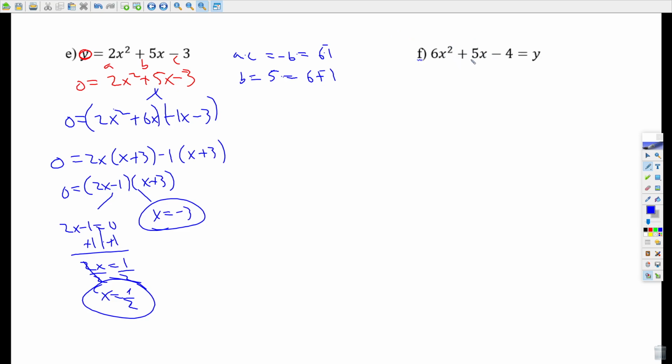All right, last one here. We, again, don't have a GCF. We're going to set that equal to 0. I'm going to go ahead and label ABC and do it that way on the side. A times C is negative 24, and we're adding to get 5. That's going to be 8 and 3. 8 plus 3. But then 3 has got to be negative. So let's rewrite this. 6x squared plus 8x minus 3x minus 4 equals 0. Then we'll group.